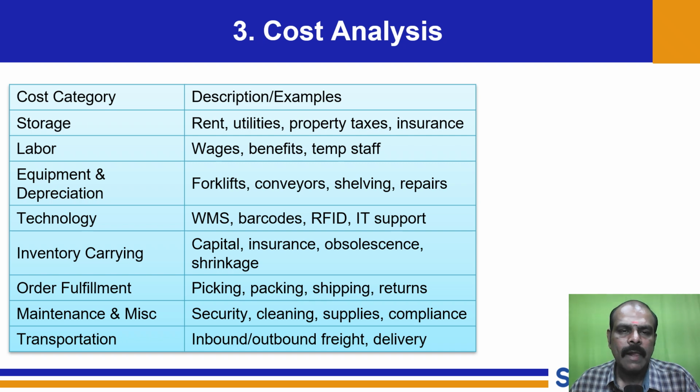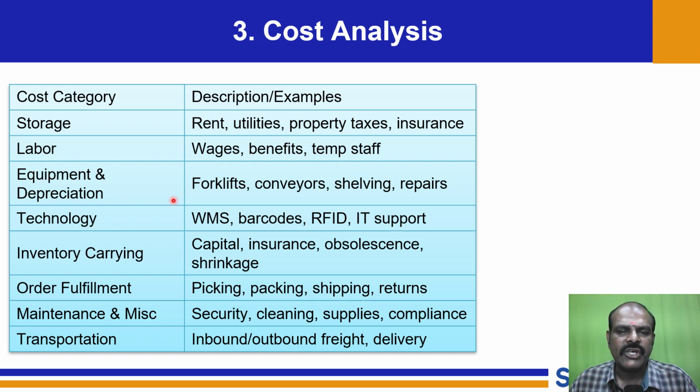So cost category. We'll see them one by one in a particular table. The first column is descriptions or examples. Against each item we'll see. So the first category is storage. Under storage, we can see rent, which is obvious, utilities, property taxes and insurance. Labor: wages, benefits, temporary staff or any labor on a daily casual basis, yes, they will be considered.